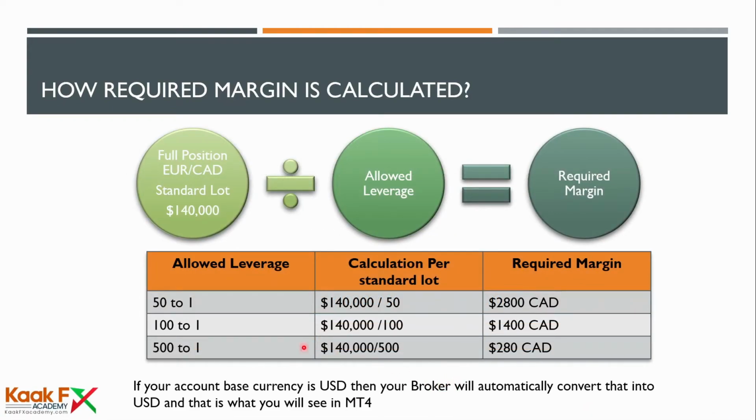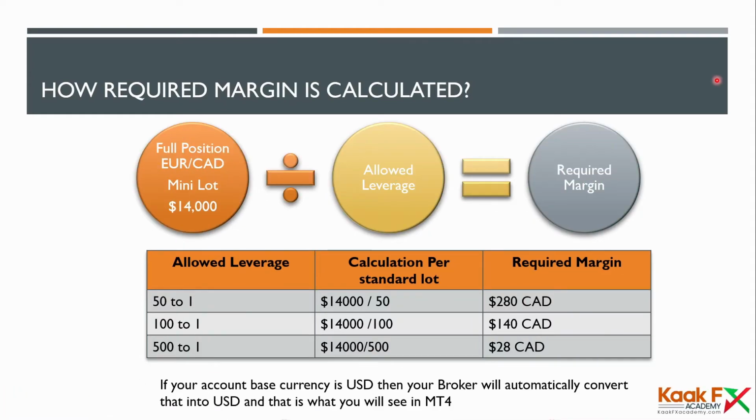So we're going to look at the standard lot first: $140,000 Canadian divided by the allowed leverage, and we get the required margin. So for 50 to 1, it would be $140,000 divided by 50, which is 2,800 Canadian. Of course, if you have your account in US dollars, your broker will convert that into US dollars and give you the required margin in US dollars. So for 500 to 1, it would be 140,000 divided by 500, which is $280.